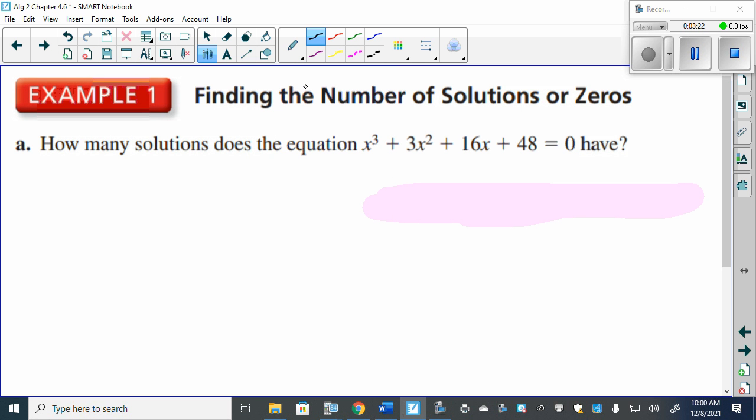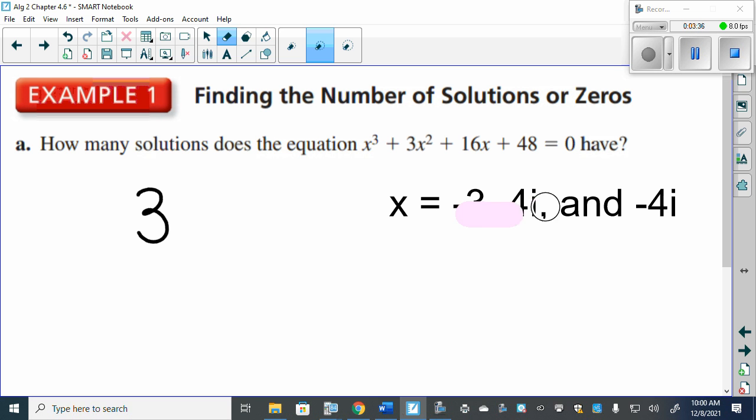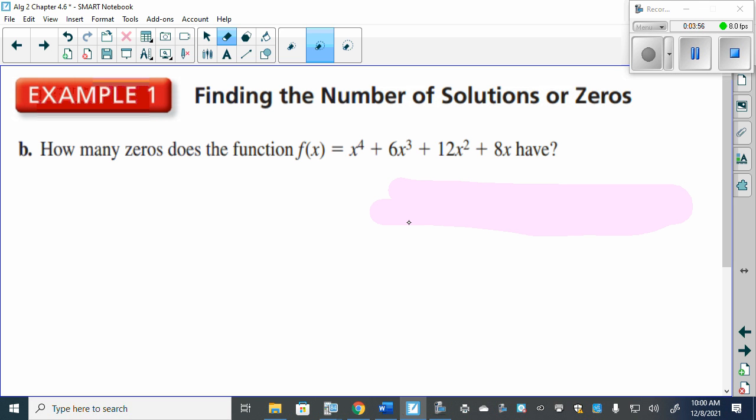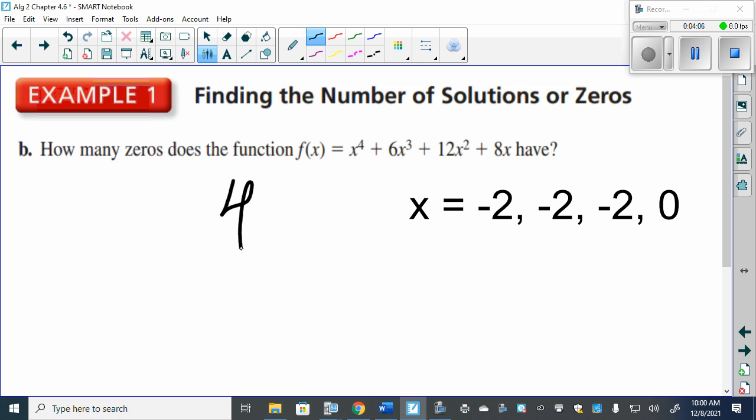how many solutions does the equation x cubed plus 3x squared plus 16x plus 48 equals 0 have? Well, they would end up being -3, 4i, -4i, because that would be what the 3 solutions are. How many solutions does this function have? 4. And if we wanted to list them, it would be -2, -2, -2, and 0.